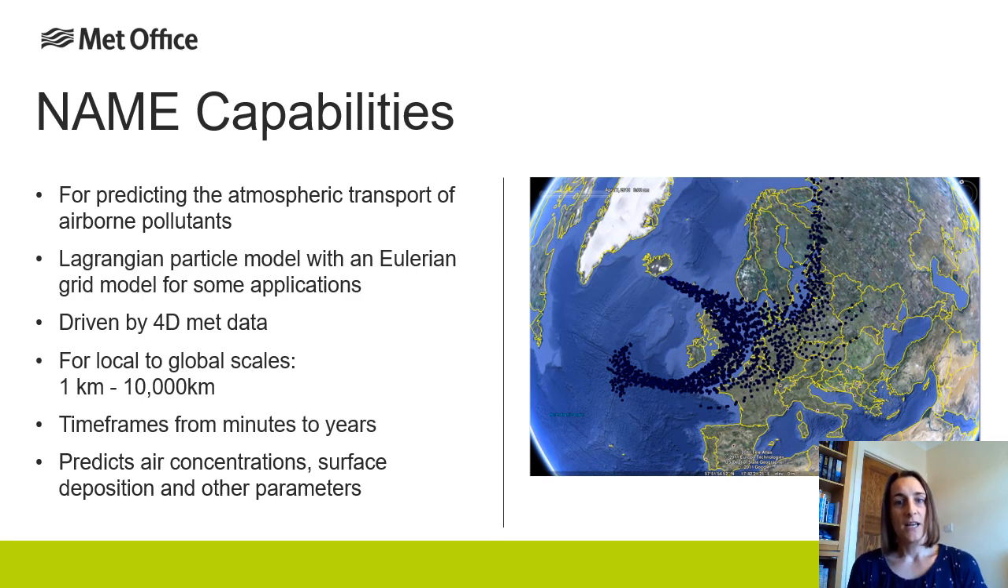The flexibility of NAME means that it can be used to predict a whole range of parameters that you might be interested in, depending on your pollutant, from air concentrations at the surface, through layers in the atmosphere, as well as surface deposition, through wet and dry deposition, and a number of other things that might be important. So for radioactivity, for example, you might also be interested in the decay rates and the activity associated with it.